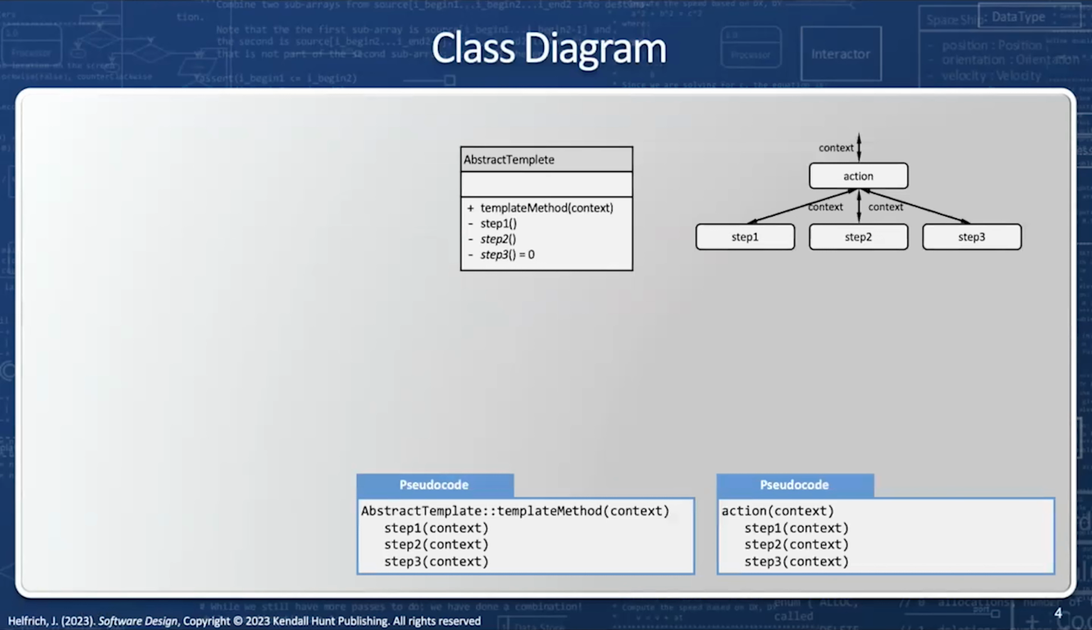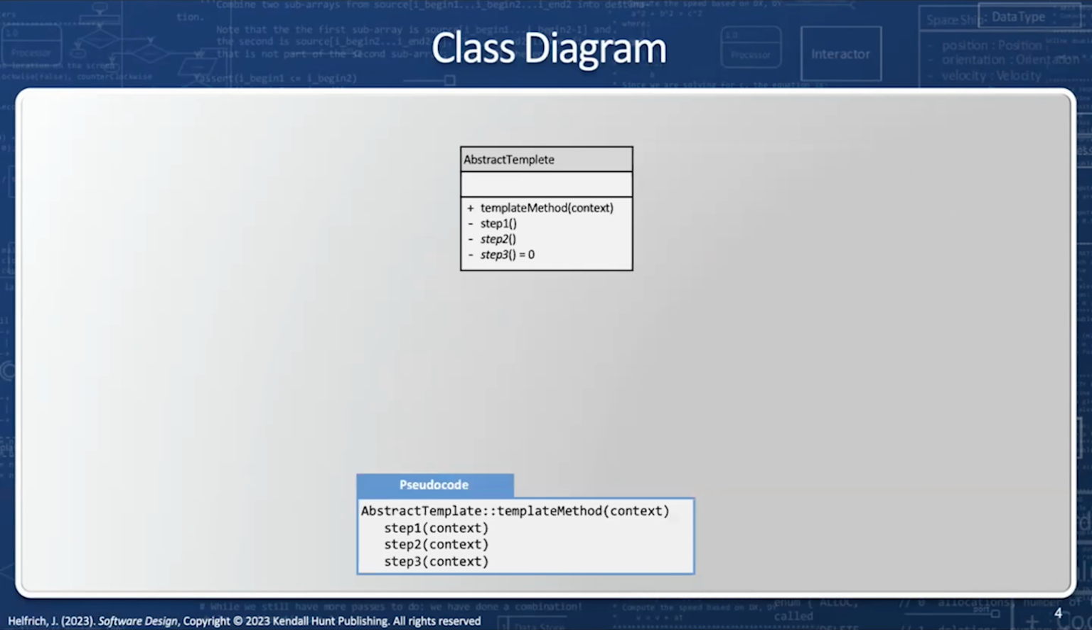Now, in this particular example, step one is not virtual, therefore no one can override it. Step two is virtual, and step three is a pure virtual function. In other words, every derived class is required to override it. And I just included these three types just as an example of the types of things we can do.